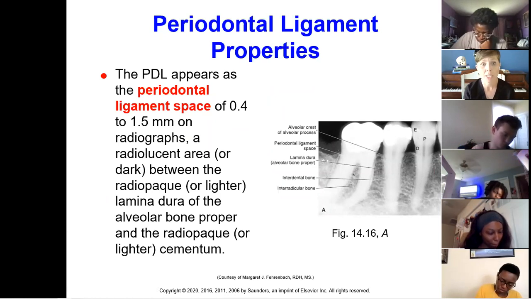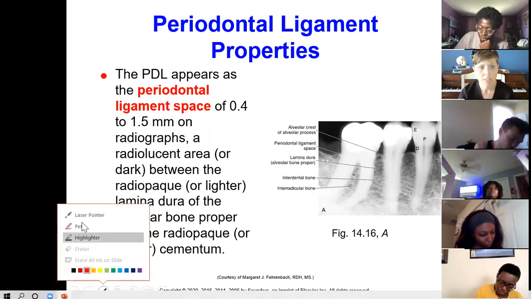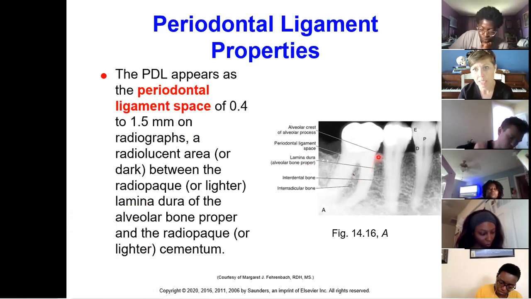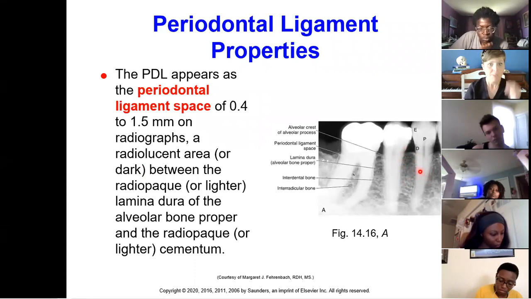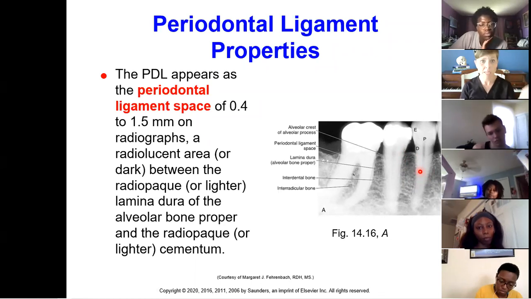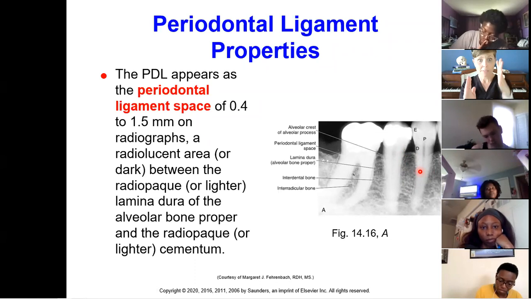It is a radiolucent area, or dark, and you can see it. Let me use my little pointer. You can see the little dark line in between, because here's your lamina dura, but then you have this little dark line, like you see right in here and right in here. That's your periodontal ligament. So that dark line in between the lamina dura and the cementum is your periodontal ligament. It's very, very thin.